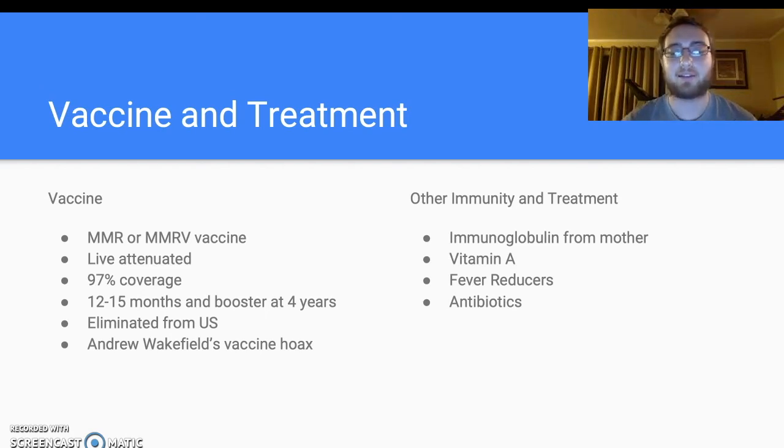Aside from the vaccine, there is very little treatment for the disease. Both the vaccine and immunoglobulin from vaccinated mothers can provide resistance up until 72 hours after the disease is contracted. And then vitamin A is given to anyone thought to have a vitamin A deficiency, as good levels of vitamin A will serve to mitigate the severity of the disease. Fever reducers such as Tylenol are used to control the symptoms. And then lastly, antibiotics can be given to immunocompromised patients who can sometimes experience other medical conditions such as bacterial pneumonia as a result of contracting measles.